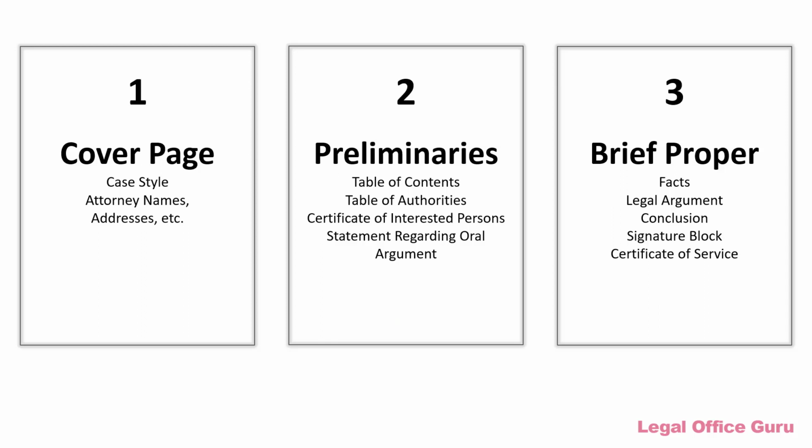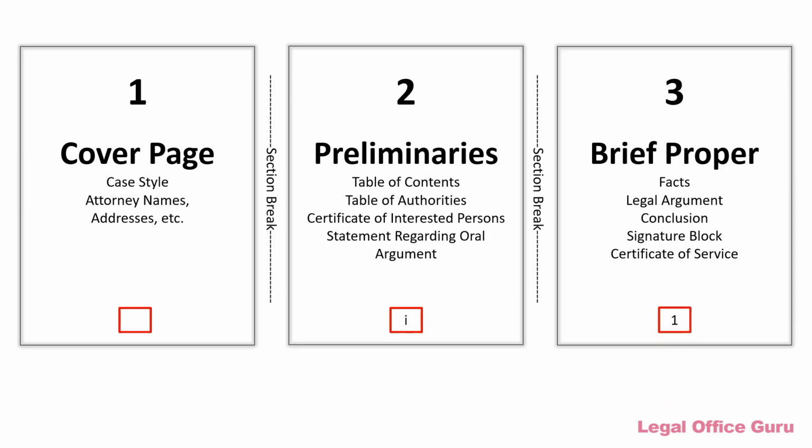So in this example, the cover page has no page number. But the pages in the preliminary section, containing your table of contents, etc., do have page numbers. So you'd need a section break between that cover page and the first page of your preliminary section to create 2 independent sections that can number independently. The same is true of the break between the preliminaries and the brief proper. Insert a section break, so you can then start numbering your brief proper with Arabic numerals.